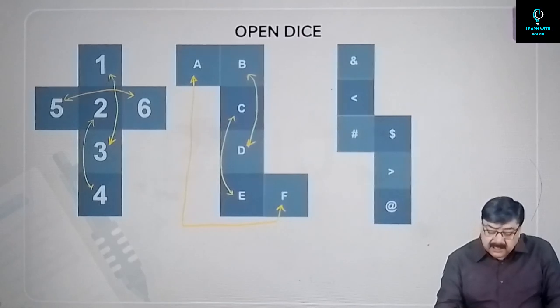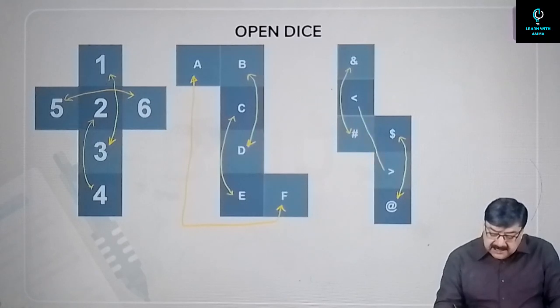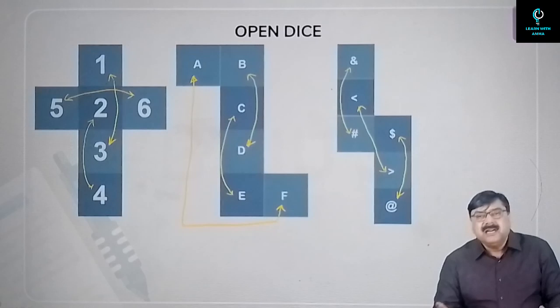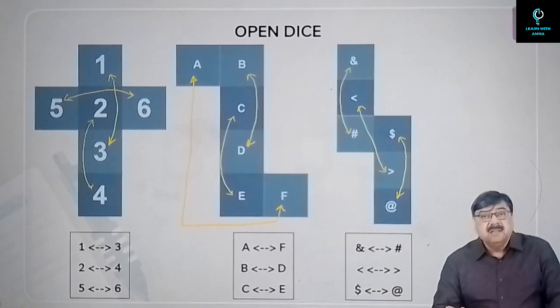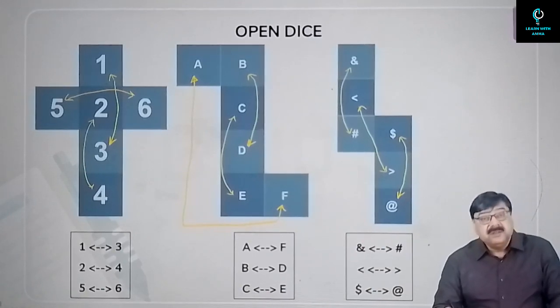Now similarly, ampersand will be opposite hash, dollar will be opposite at the rate, and the remaining less than symbol will be opposite the greater than symbol. That is what is remaining here. So this is what we have everywhere. This is for you to check. These are the pairs of opposite faces.